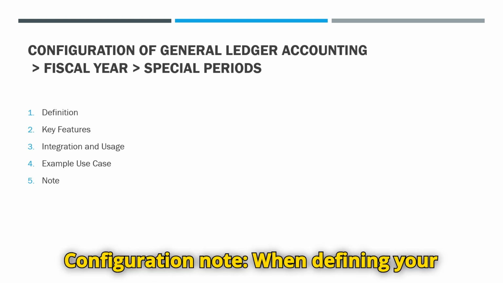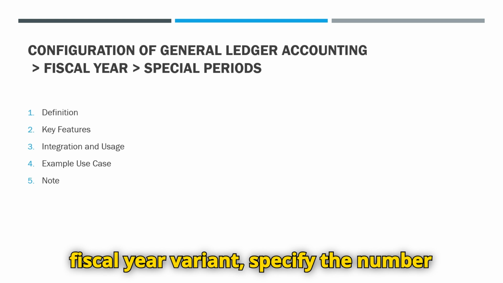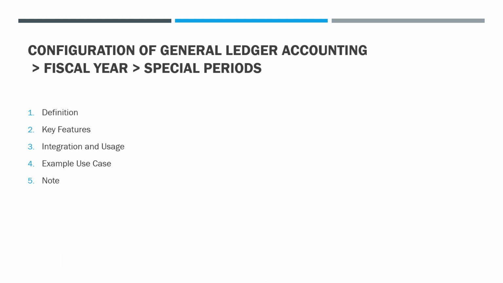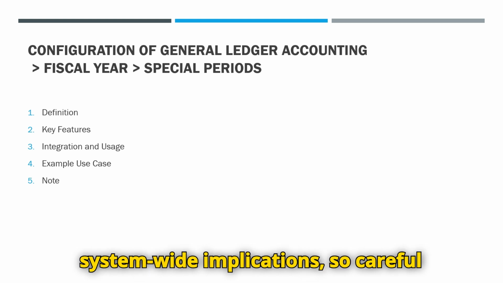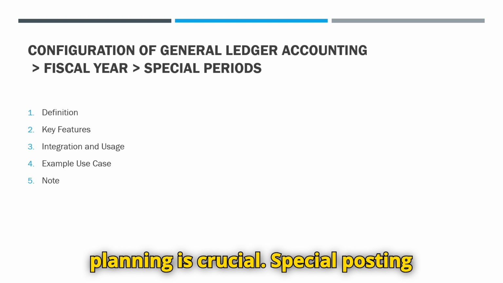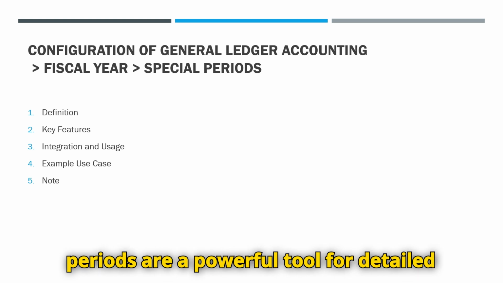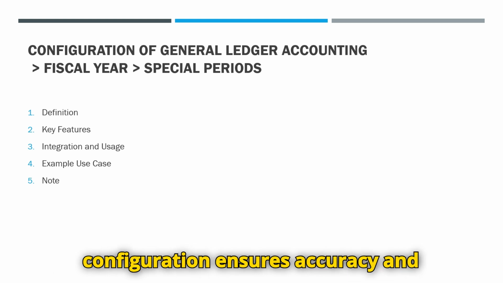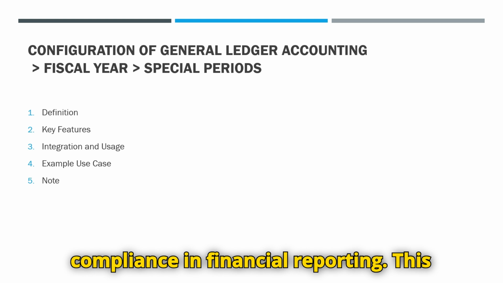Configuration note. When defining your fiscal year variant, specify the number of special periods needed. Remember, changes to these settings can have system-wide implications, so careful planning is crucial. Special posting periods are a powerful tool for detailed and structured year-end closings. Proper configuration ensures accuracy and compliance in financial reporting.